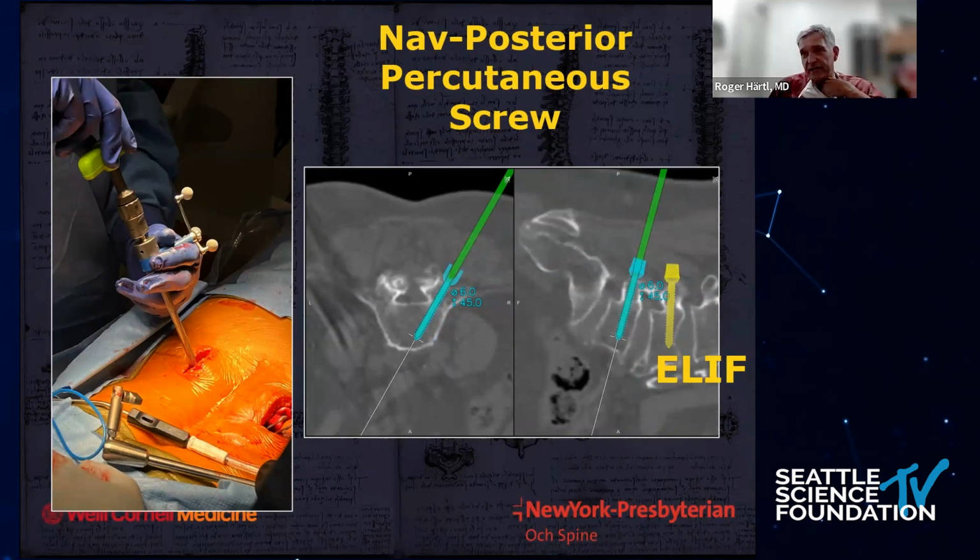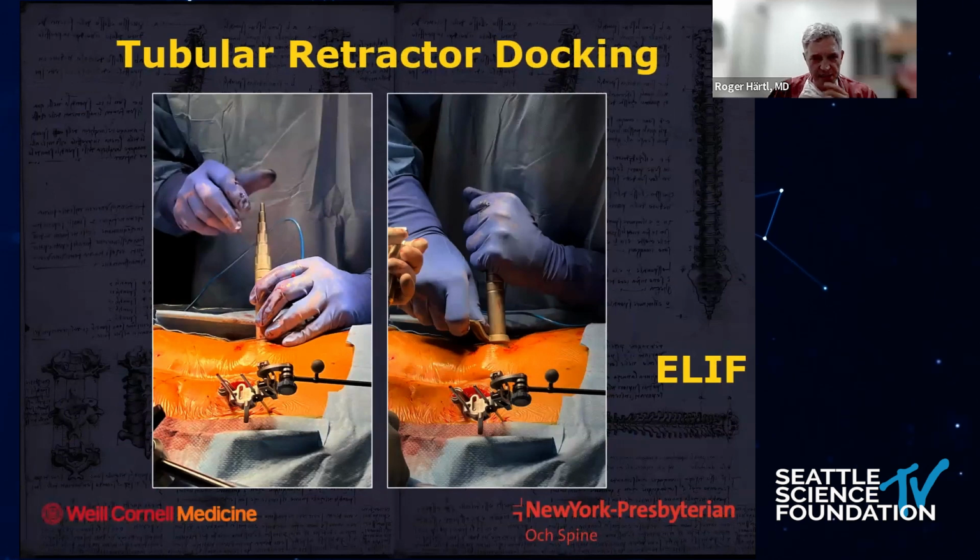I use total navigation, no fluoroscopy, nobody wears lead. So I put in the screws first. And then on the side of the ELIF approach, I don't put screws in first, but I drill the holes. I mark the holes with the navigation, so I have the holes already prepared for later. But then I go back and put the screws in at the end. So this was one of those ELIF cases where I put the screws on the contralateral side.